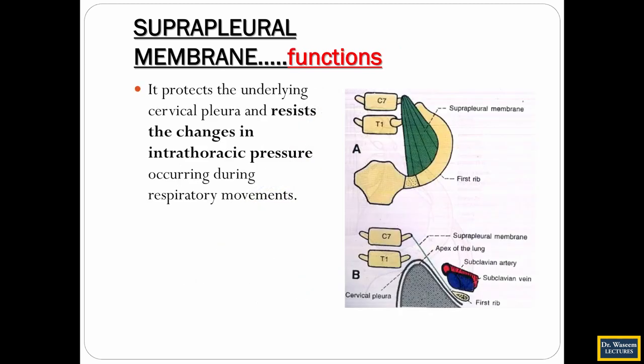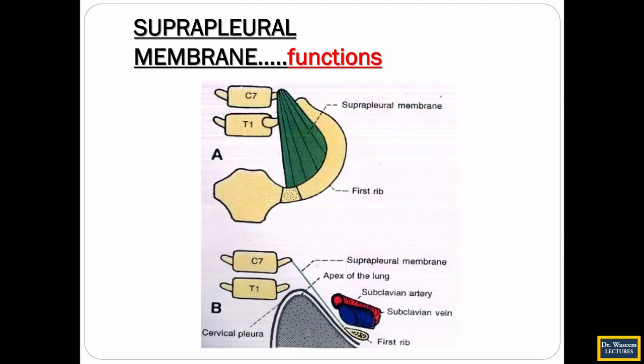So, all these structures which I am showing you will be outside this. You see again it has been shown here: suprapleural membrane protects the underlying cervical pleura as well as the apex of the lung, and resists the changes in intrathoracic pressure occurring during the respiratory movements.